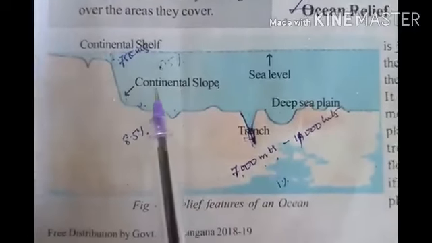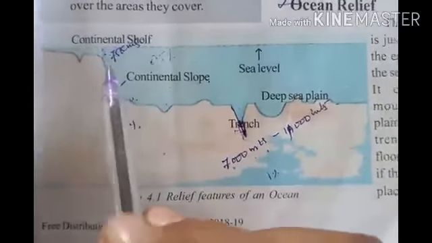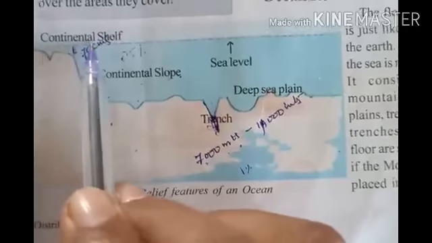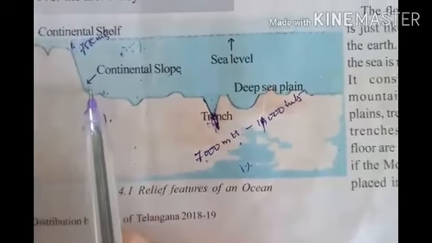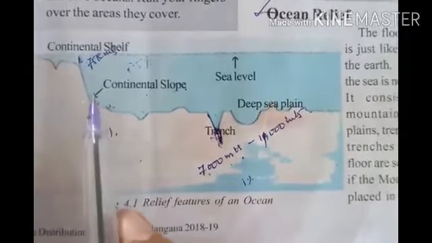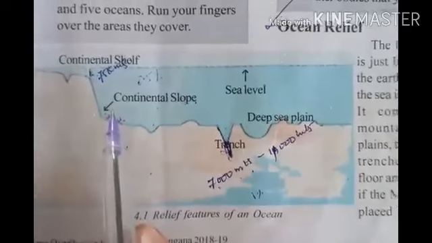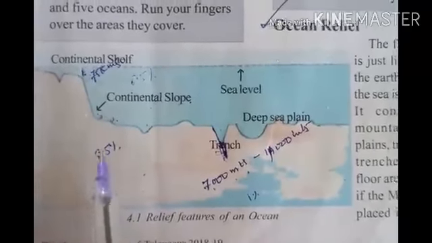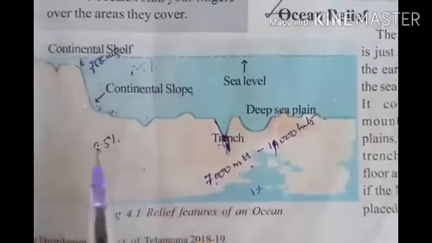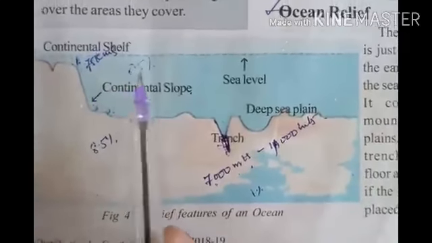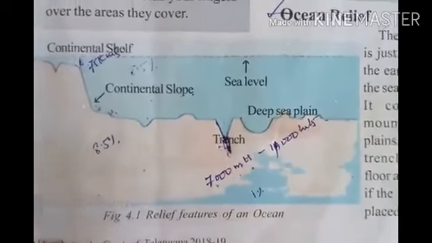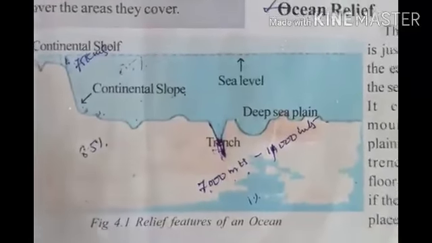This is the continental slope. The continental slope starts from the ending point of the continental shelf and reaches up to the deep sea plains. This continental slope spreads from 200 meters depth to 2000 meters. It occupies 8.5% of the area of the ocean floor.